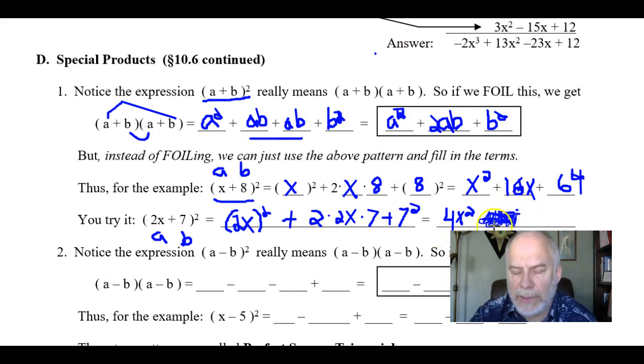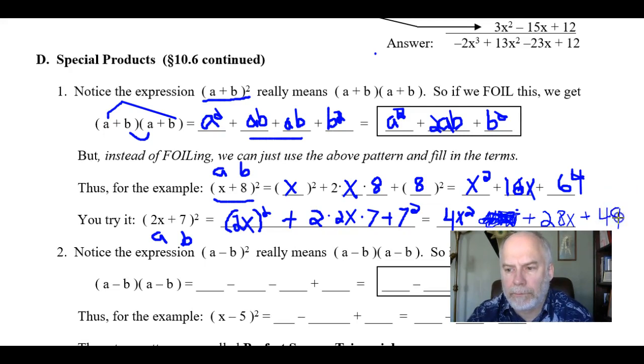Okay, I scribbled out that term. I couldn't figure out how to erase it, but if we multiply these together, you basically get 28x, and then 7 squared would give us 49. So 4x squared plus 28x plus 49.